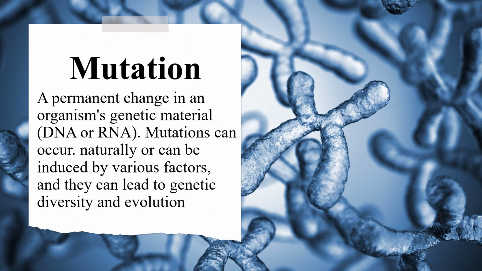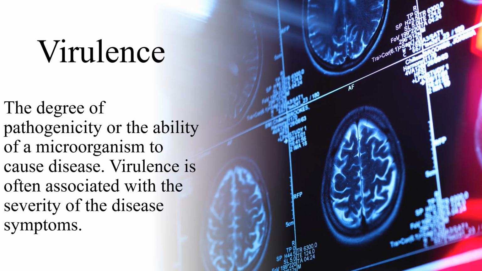Next important term is mutation. A mutation is a permanent change in an organism's genetic material, that is DNA or RNA. Mutations can occur naturally or can be induced by various factors, and they can lead to genetic diversity and evolution.